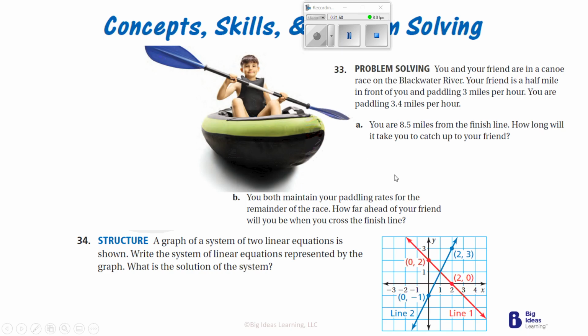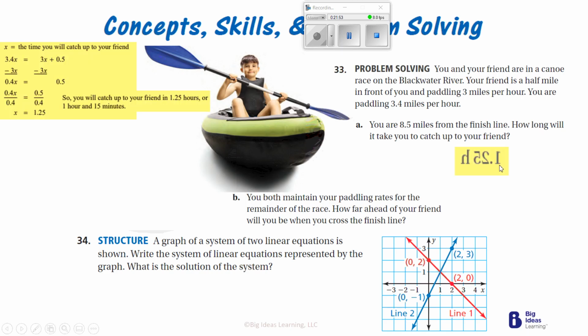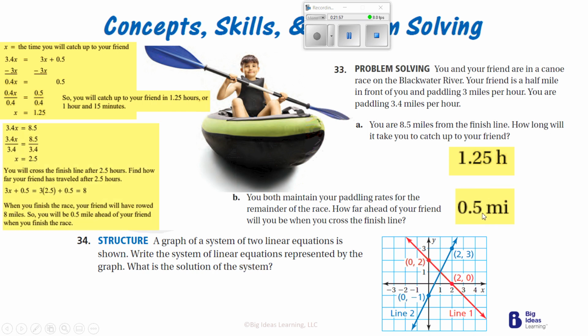Okay, I'm sorry, I couldn't in good conscience just leave you with that answer of 1.25 and 0.5 without showing you how to do that. So I brought this in just to help out. Well, we're talking about your friend, and you remember your friend is a half mile in front of you, paddling 3 miles per hour. So over here, we put that you are paddling 3.4x, and that we're going to put that equal to your friend paddling at 3x, plus he's ahead of you by half a mile.